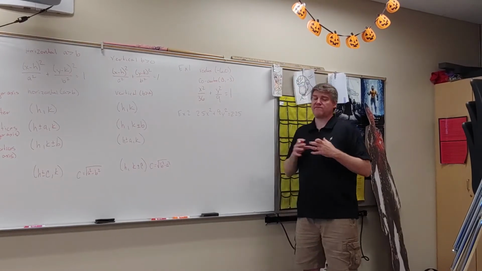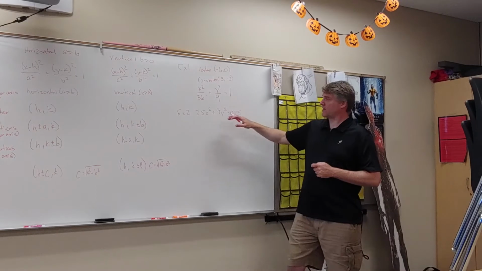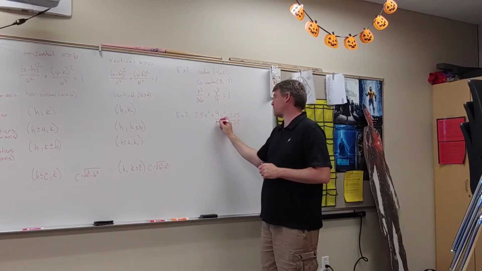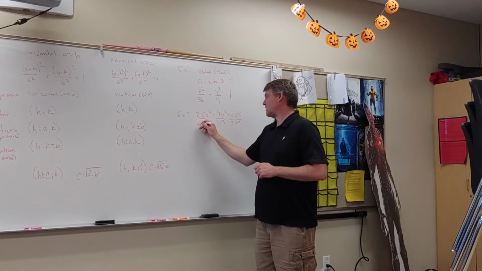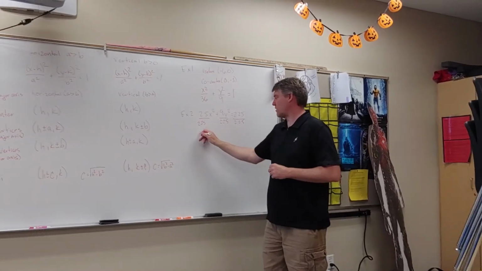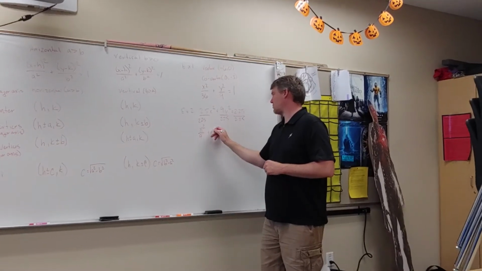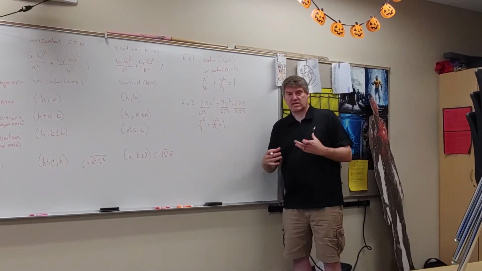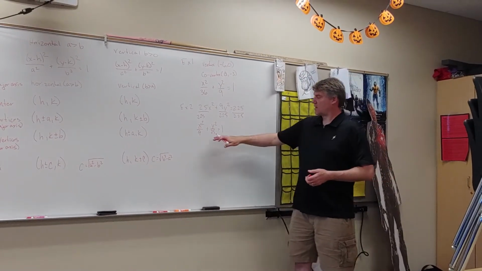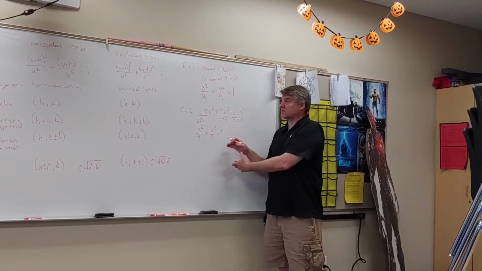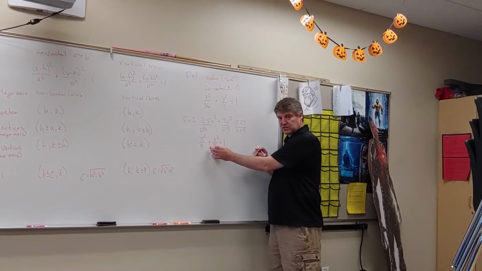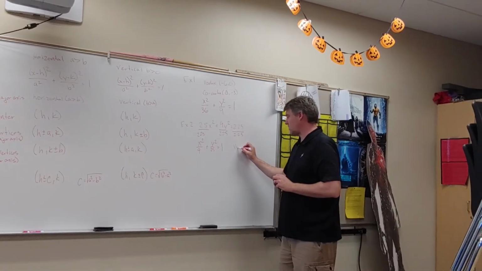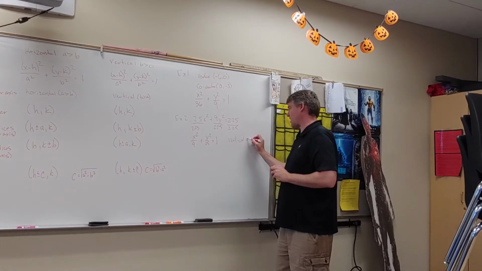Okay. So the very first thing we have to do is get this equal to 1. So I'm going to divide everything by 225, just so I can get this in a nice form. So this gives me x squared over 9 plus y squared over 25 equals 1. Now I can see which one is going to have the major axis. I've already noticed that my y squared has a larger number on it, so that's my major axis. So I have a vertical major axis.